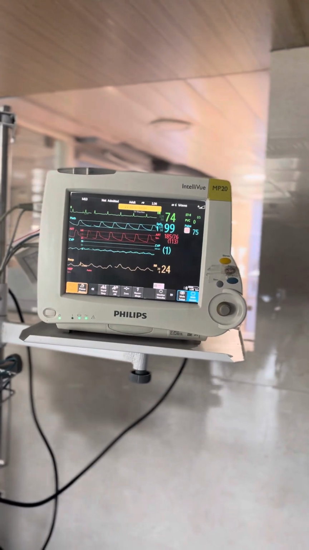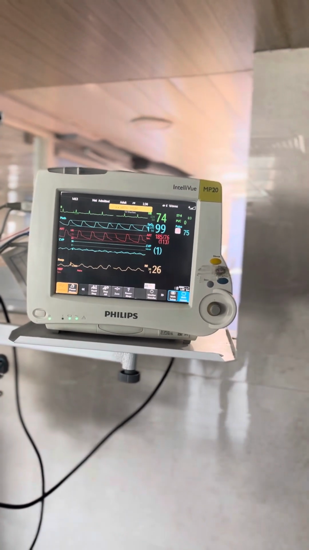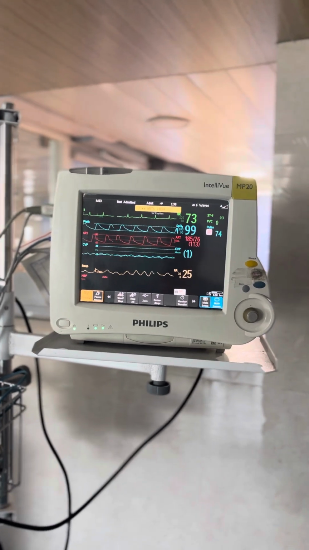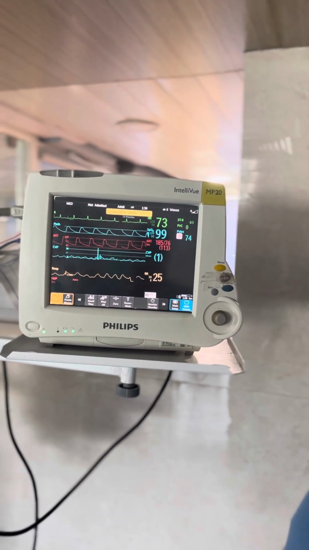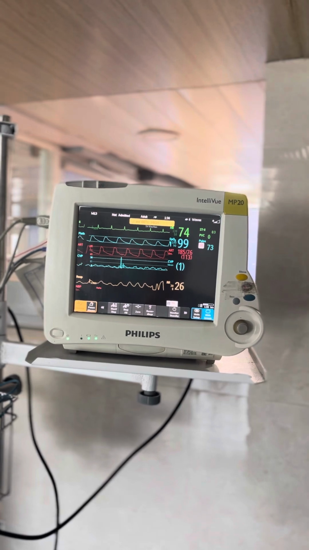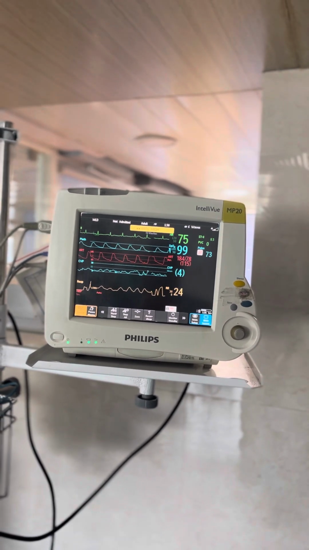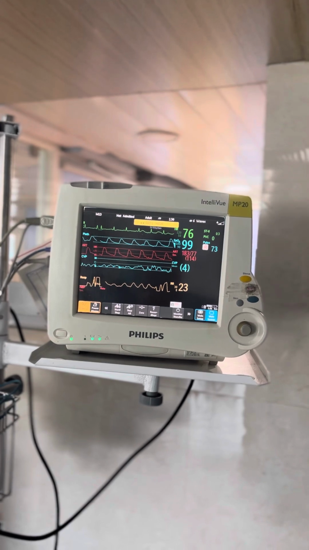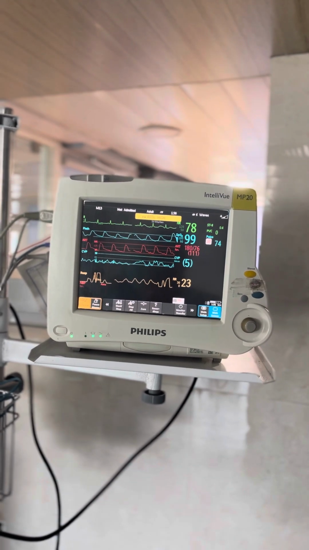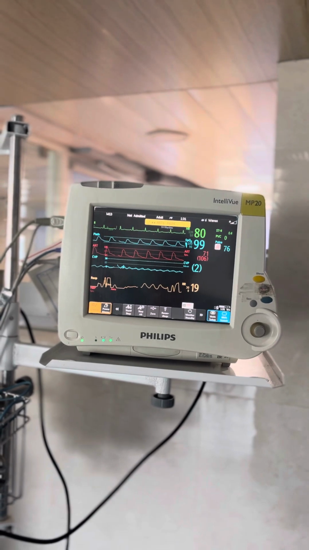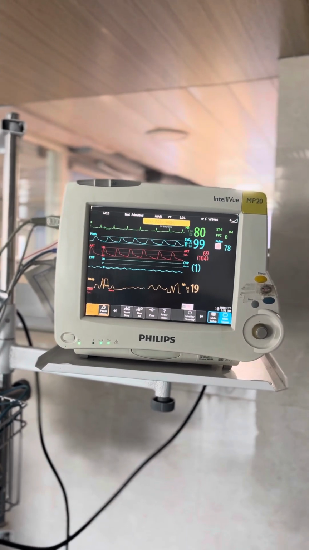Today we will learn about the monitoring system following an open heart surgery. You will have seen many monitors in your general surgery OTs, general surgery ICUs, medical ICUs, surgical ICUs, neuro ICU, intensive care ICUs. There is a monitor in the cardiothoracic surgery intensive care unit also. It is called CT ICU.